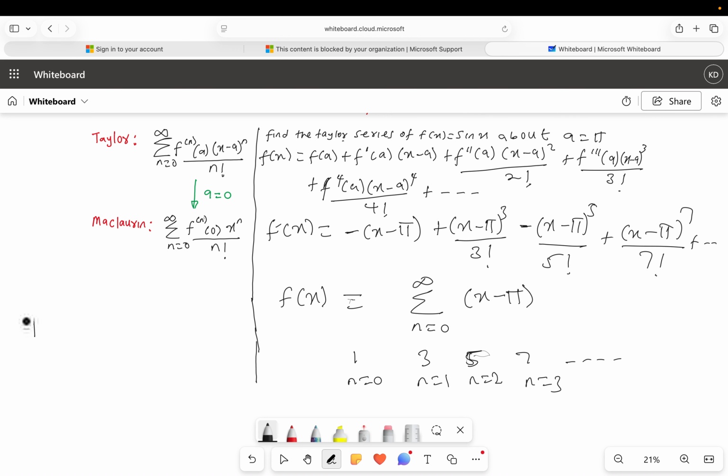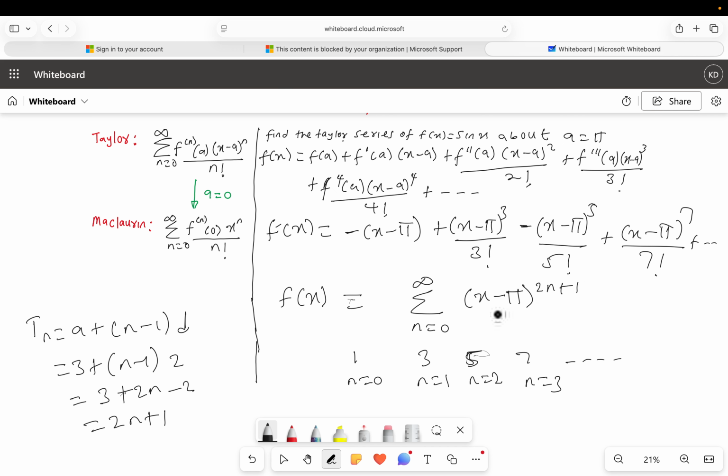So if I use Tn is equal to a plus n minus 1 d. The first term, not the zeroth term, is 3. So I will have 3 plus n minus 1 times the common difference, which is 2. I will end up with 3 plus 2n minus 2, which is just 2n plus 1. So it means I will end up with 2n plus 1.